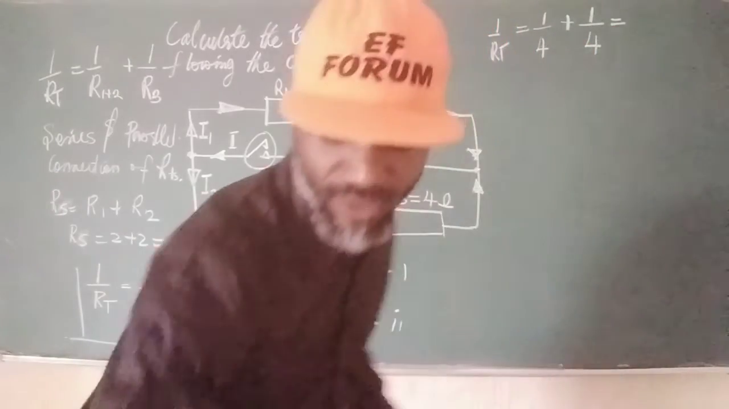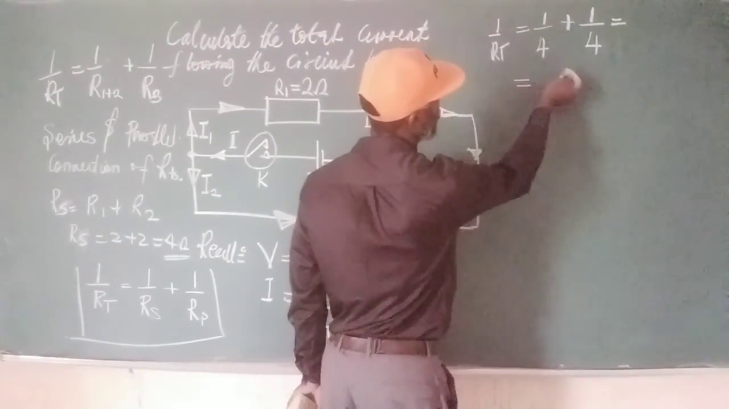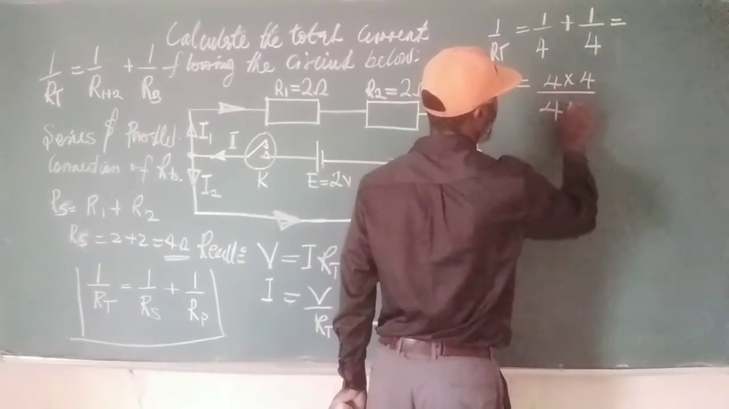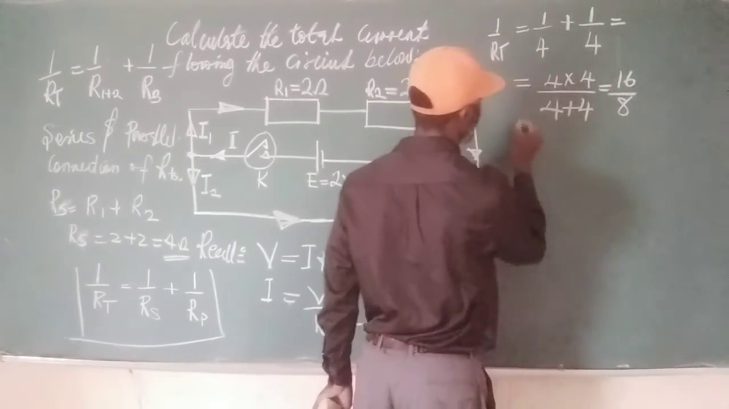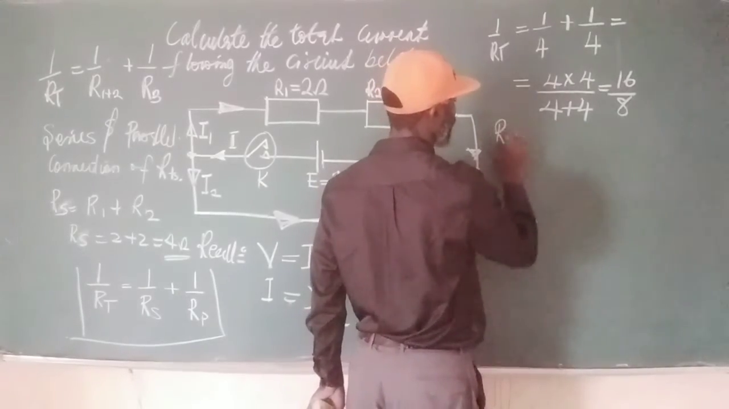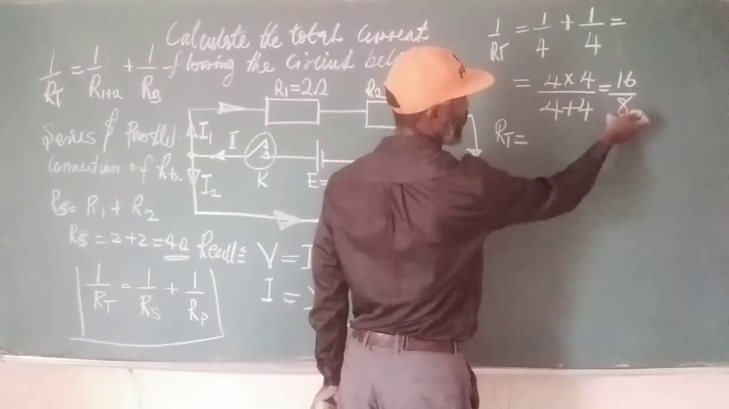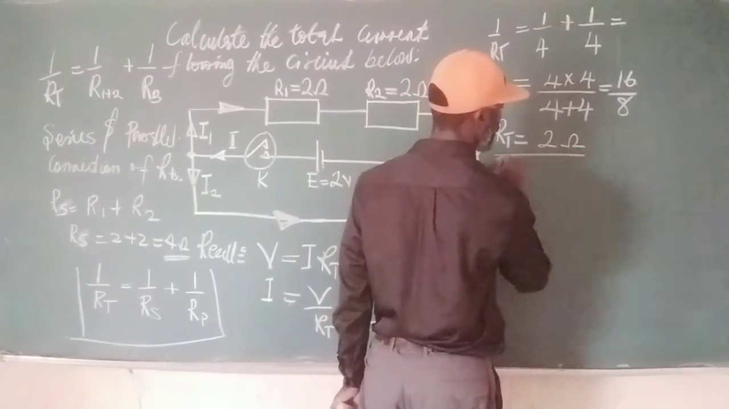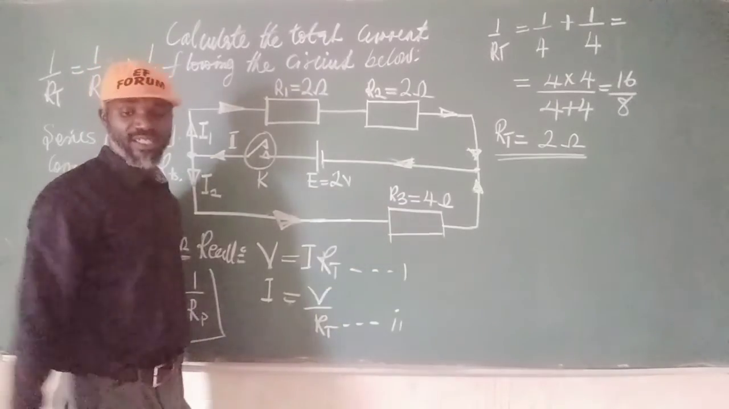Okay, let me pick chalk. So if we have that, we move on. We can just say 4 times 4 all over 4 plus 4. And this will give us 16 all over 8. In summary, RT, that is the total resistance offered in the circuit, is equal to 16 all over 8, which is going to give us 2 ohms. So 2 ohms is the total resistance offered in the circuit.